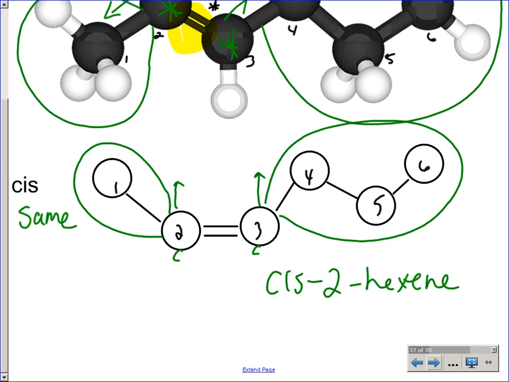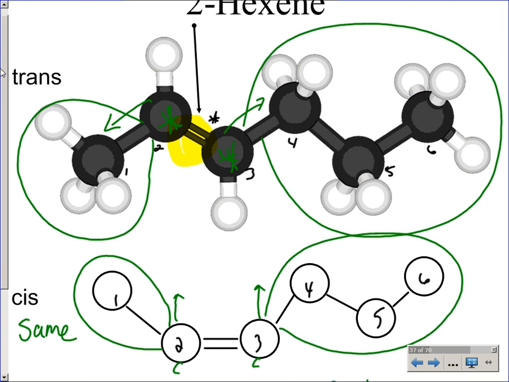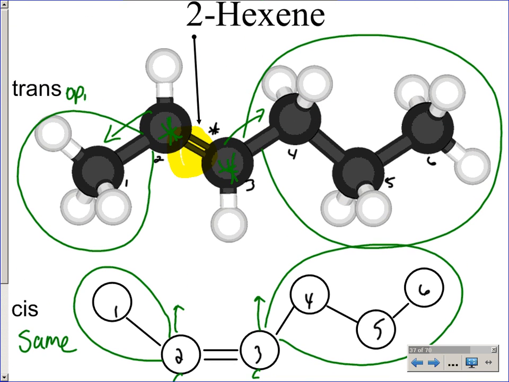So just a refresher here, let's go back up. Trans is opposite sides of the orientation on the double bond or triple bond, how it's arranged in space, and we call that trans 2-hexene.